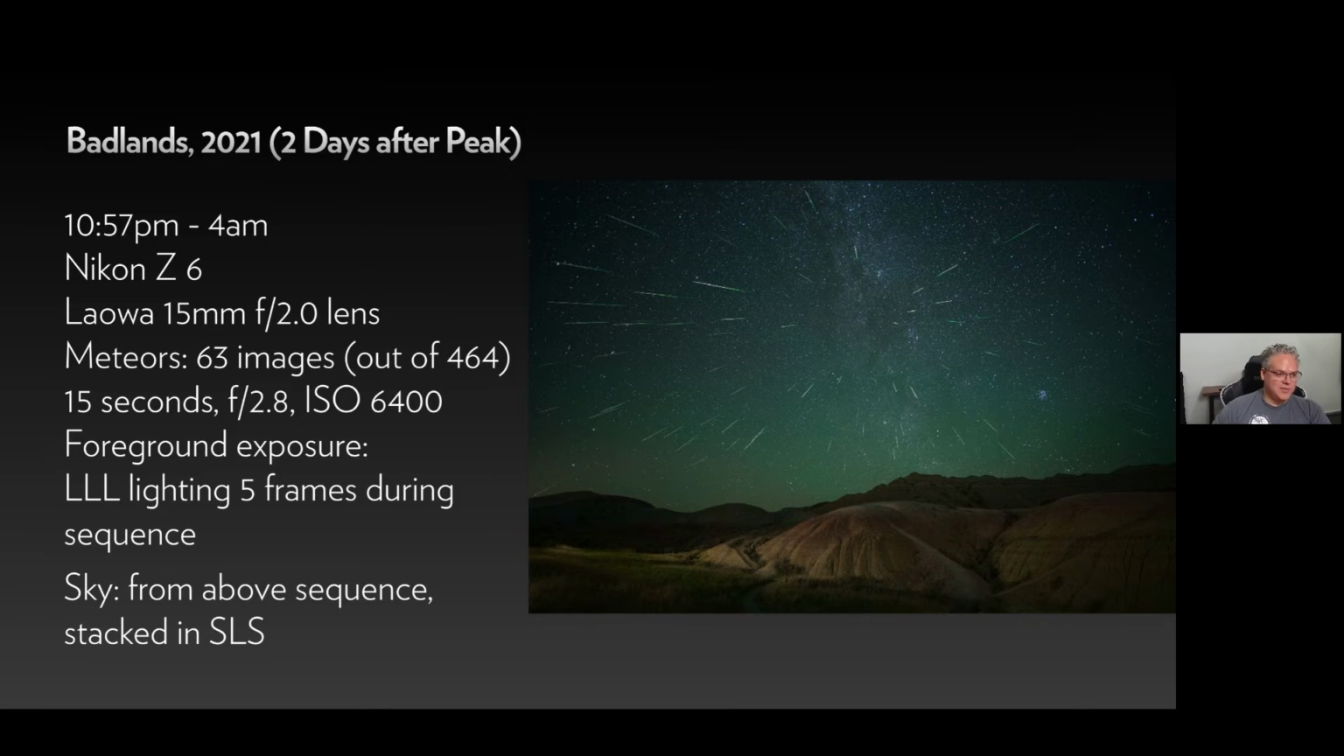We got 63 images out of 464 with meteors. That was great. And then the 5 frames where I was light painting were what I combined to create that foreground image. And the green is air glow. That's a naturally occurring phenomenon.